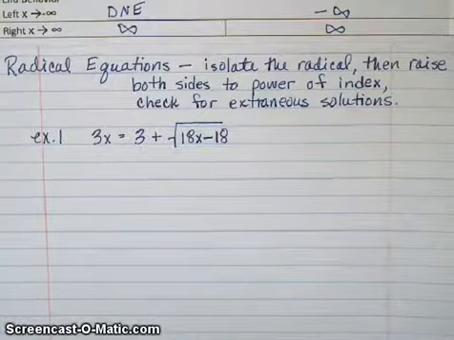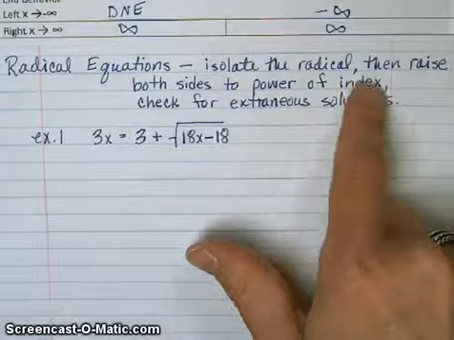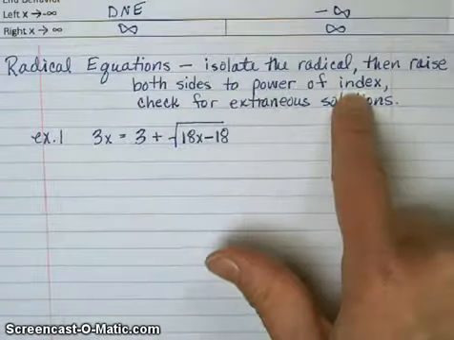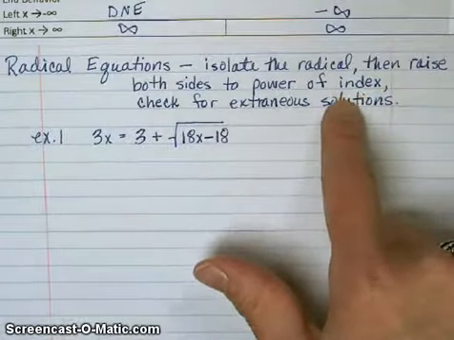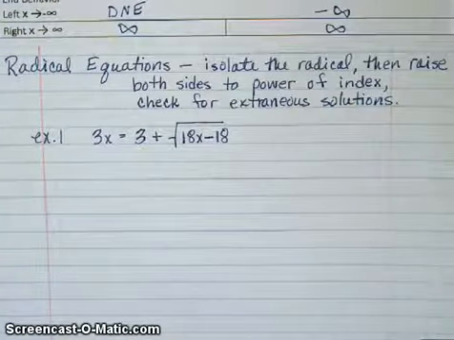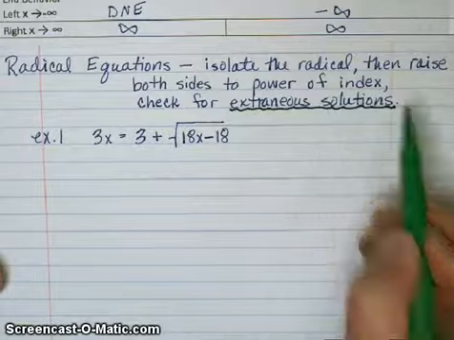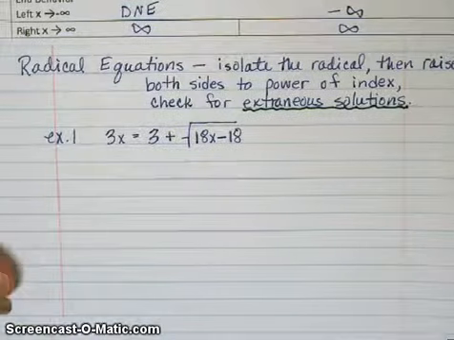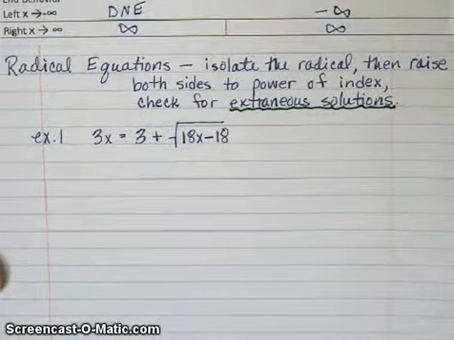You want to isolate the radical within the equation, and then raise both sides to the power of that index, so that you can remove the radical, so to speak, and then solve for the variable that is trapped inside. Also, you need to check for extraneous solutions when you're working these problems. It indicates very often, if you are squaring something to solve, or you're cubing it, sometimes the answers may not all be valid, and you have to plug them back in to see.